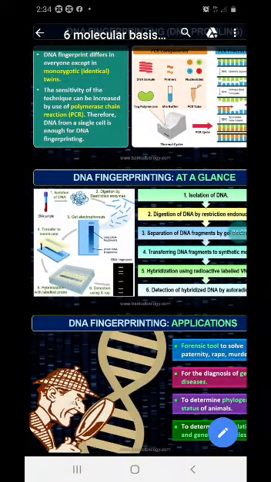These are the steps in DNA fingerprinting at a glance, and also the applications, that is, the future uses of DNA fingerprinting. All this you can have a reading.